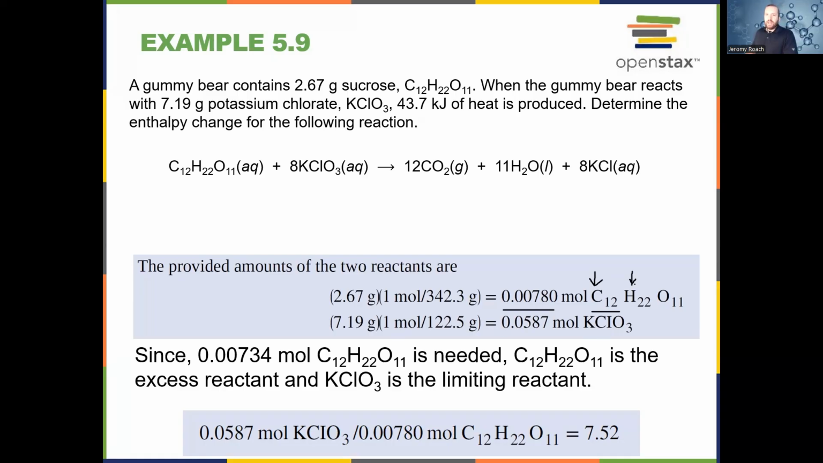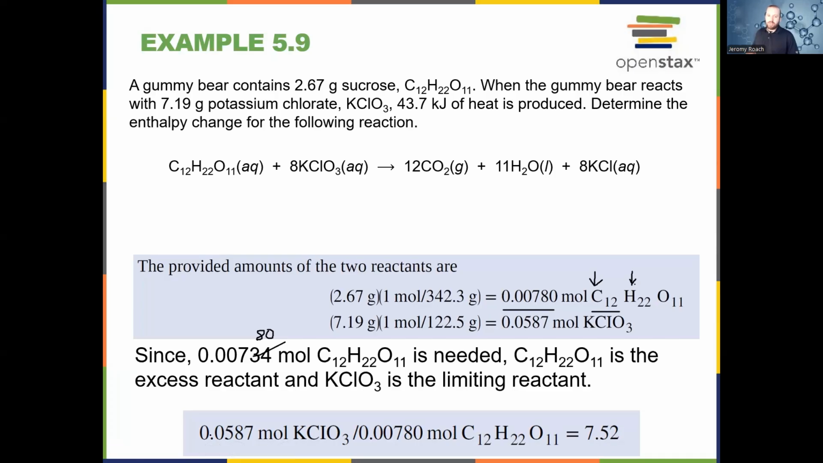So here we have what's called an excess and a limiting reactant. It says, since 0.00734, this is supposed to say 0.780. Change that. Since that many moles of sucrose is needed, the sucrose is the excess reactant and potassium chlorate is the limiting reactant.